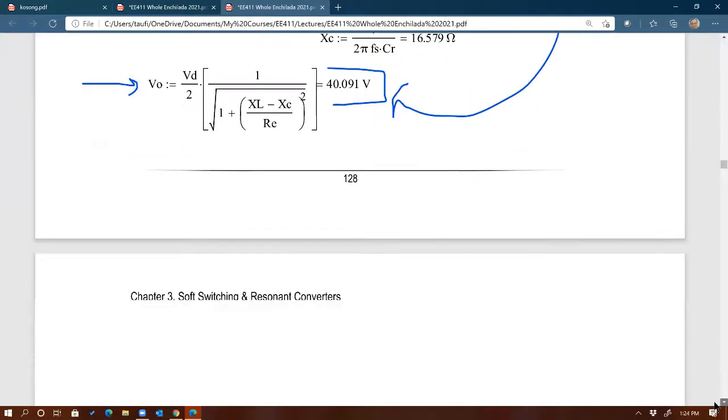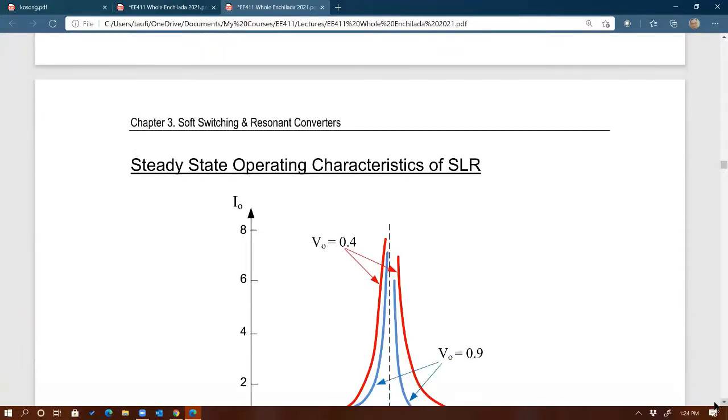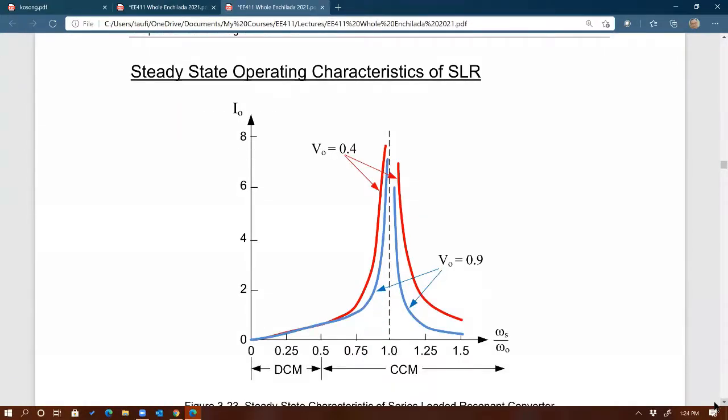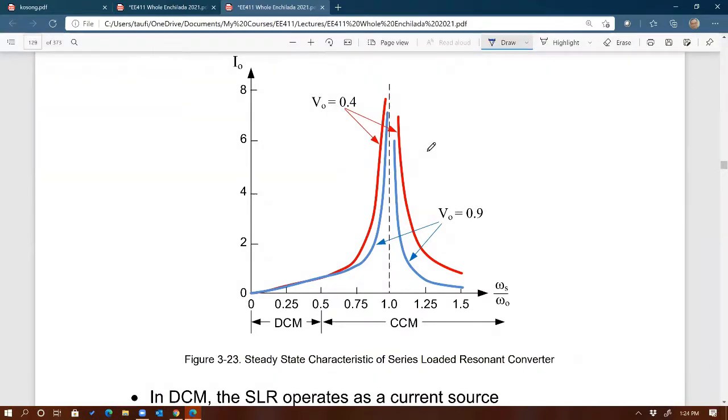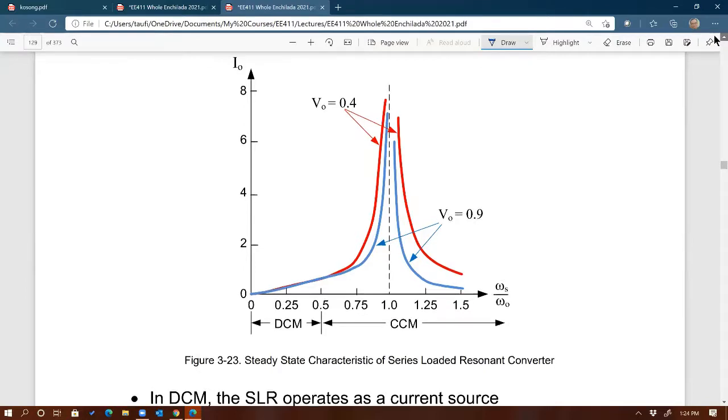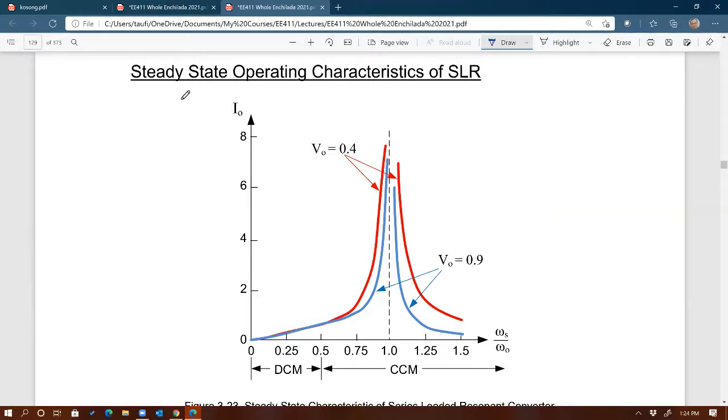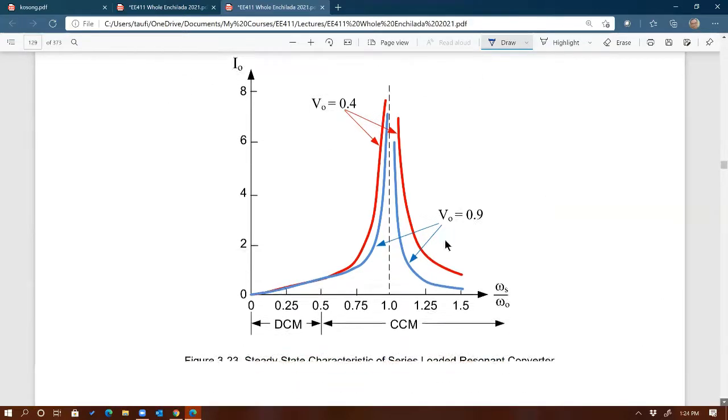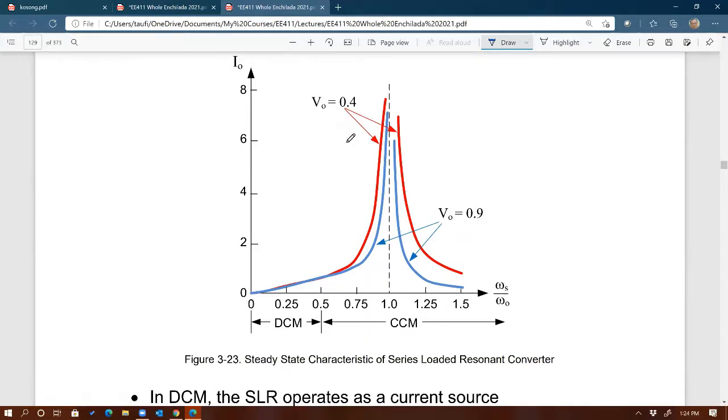All right. One more thing to finish SLR is very interesting. I think it's one of the coolest things about this converter. If you look at the steady state operating characteristics of series loaded resonance, if you vary the output voltage and look at the output current, you're going to get these curves right here. This is just an example of two different curves, like a family of curves, but only two.